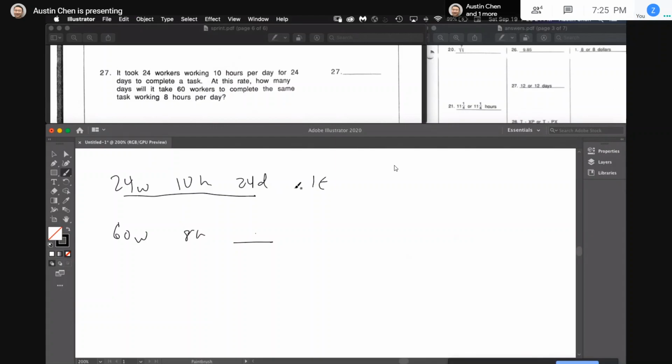So all of these numbers are going to be directly proportional to your task finishing, right? Like if you increase the amount of workers, it's going to increase your tasks done proportionally. And same thing with hours, and same thing with days. Is there any other way to explain that?